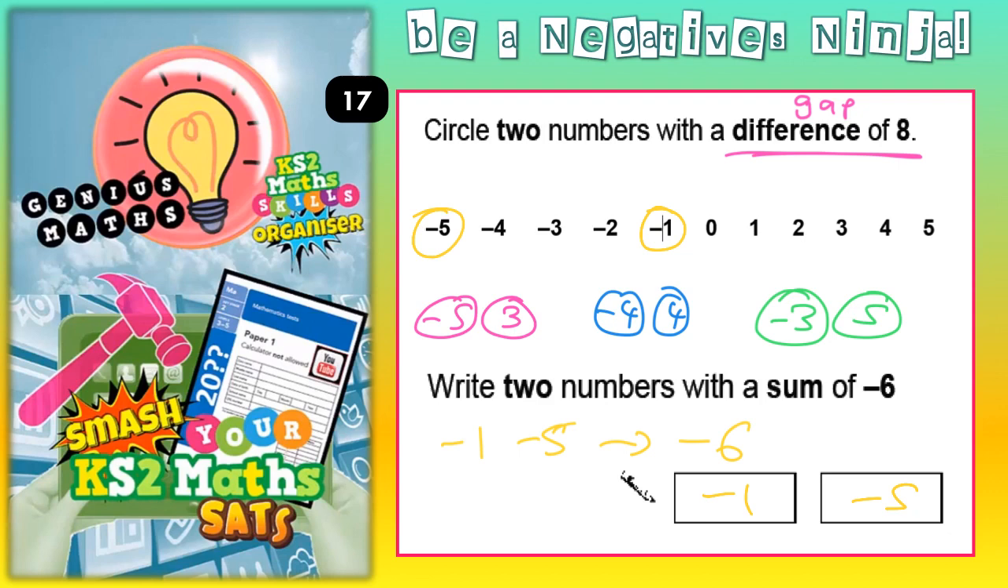There's another answer you could give, and that is -2 and -4. Because if you -2 and then you minus another 4, you've also got -6 altogether. So there's your two different answers. There's various ways you can do this question and still get it correct.